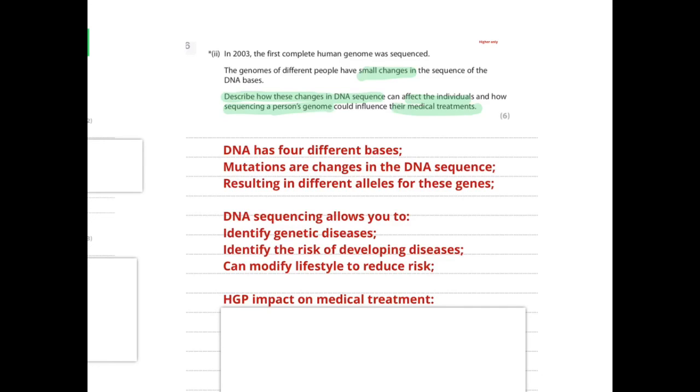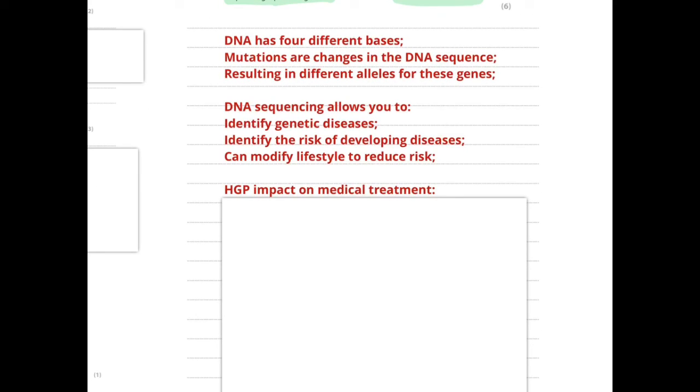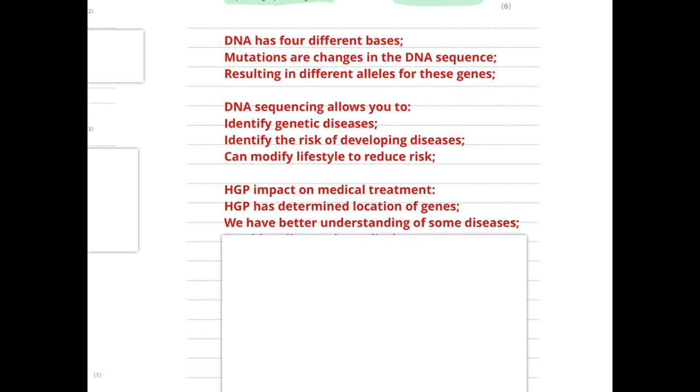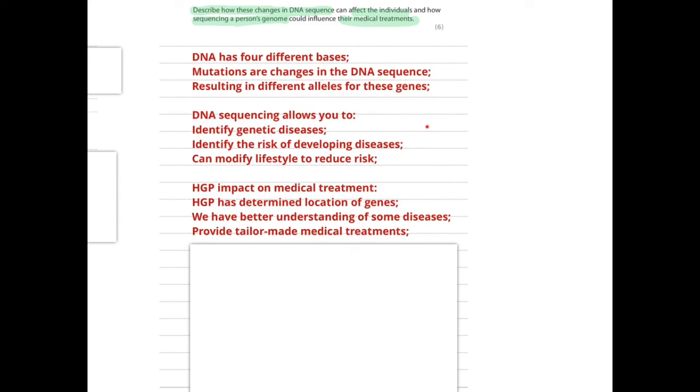HGP impacts on medical treatment. So this is how it benefits us, or how DNA sequence impacts us directly. But in terms of medical treatment, the HGP has determined the location of genes, so we now know where genes are. We have a better understanding of some diseases, and we can provide tailor-made medical treatments for people because we know their genetic makeup, and basically the diseases they're more susceptible to developing because of their genes. So most of the marks come from just understanding the positives of the HGP, the Human Genome Project, and the benefits of DNA sequencing, and obviously just understanding what a mutation is.